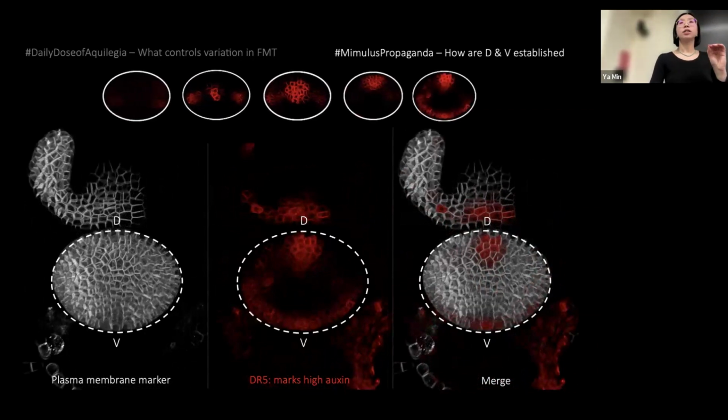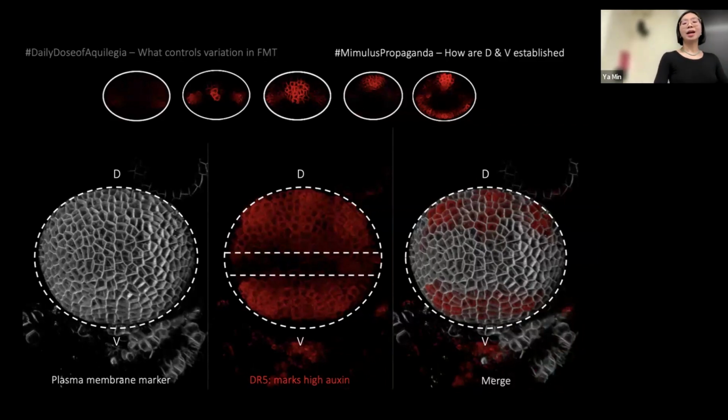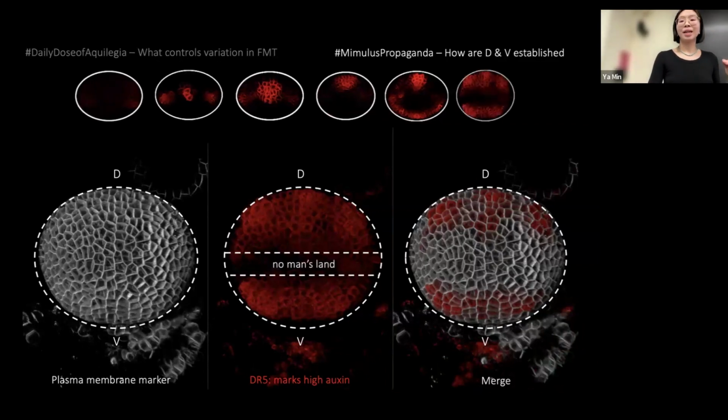Now that we have cells in both dorsal and ventral expressing DR5, expressing high oxygen concentration, the number of cells expressing DR5 will then drastically increase to a degree that as if all the cells in the floral meristem are experiencing really, really high oxygen concentration, except for a band of cells in the center, dividing the meristem into the dorsal and the ventral part, as if this is a no man's land that no one shall cross.